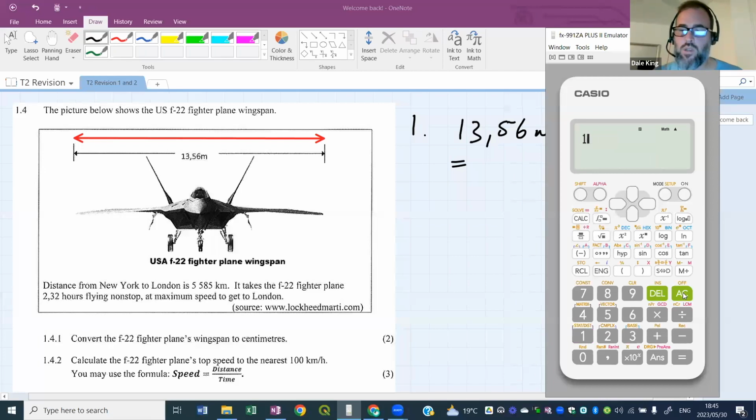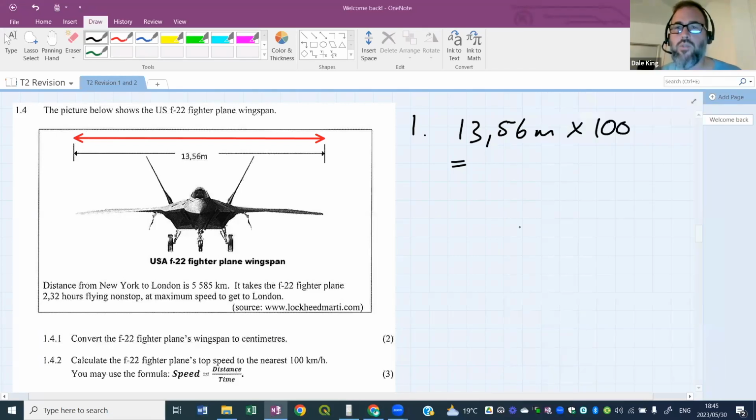All right, 13,56 times 100. 1356. So 1356 centimeters. Yes, very good. Kia ora, Tilia, well done. Katleho, good job. So just multiplying by 100 because there are 100 centimeters in 1 meter.